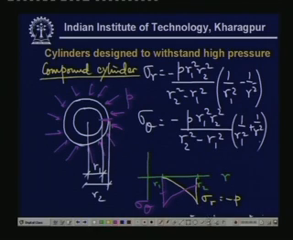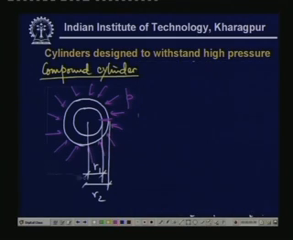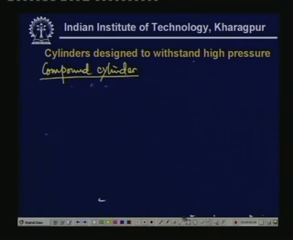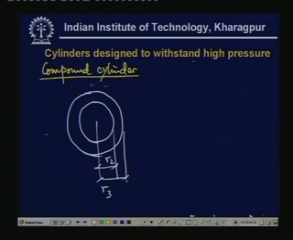This is so far as the inner cylinder is concerned. Now, for the outer cylinder, it has radius, this is R2, which is the same as the outer radius of the inner cylinder, and this is R3, let us say. So, now it is subjected to a pressure from inside.